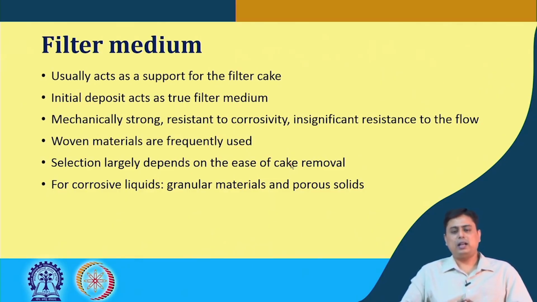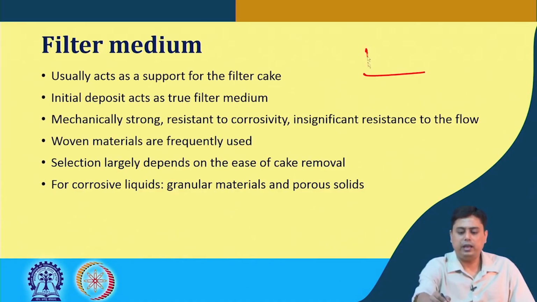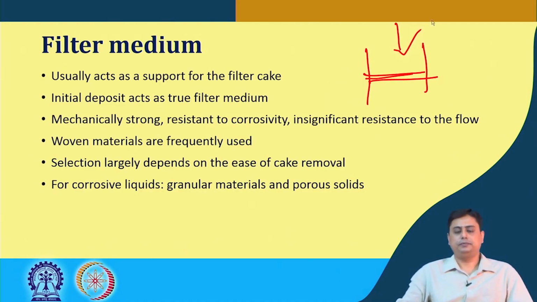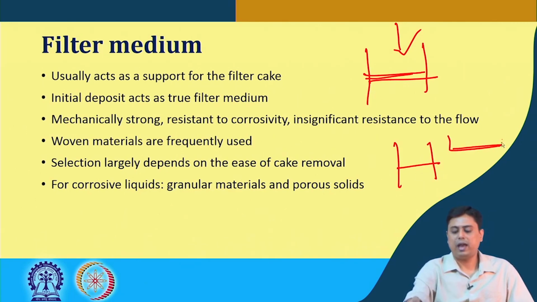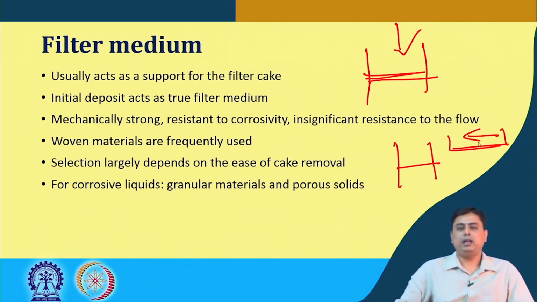Now, all the discussions that we have had till now, the orientation of this filtration we call the dead end filtration, which means if this is our filter surface area, the flow is happening perpendicular to the surface that is available. The other way of filtration that we will discuss at a later stage is the cross flow filtration, which means if you have this filter media, the flow is happening parallel to the surface of the filter medium.